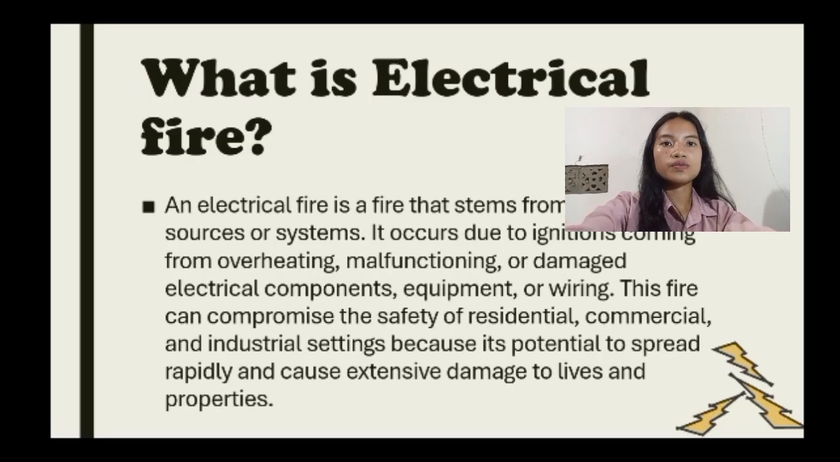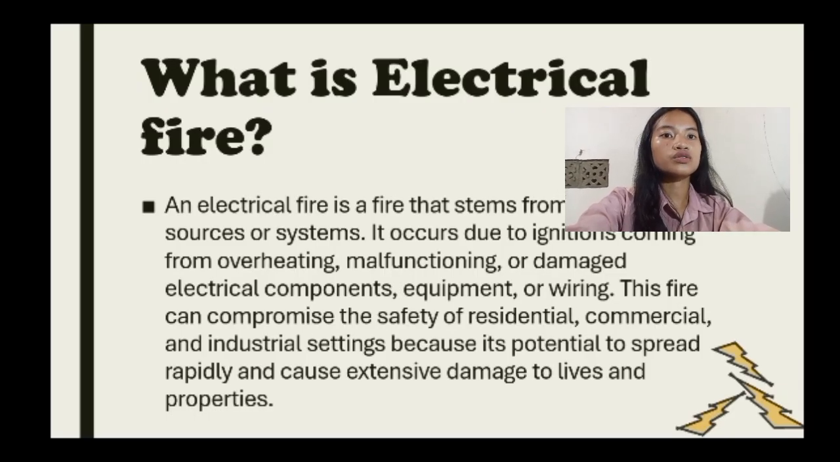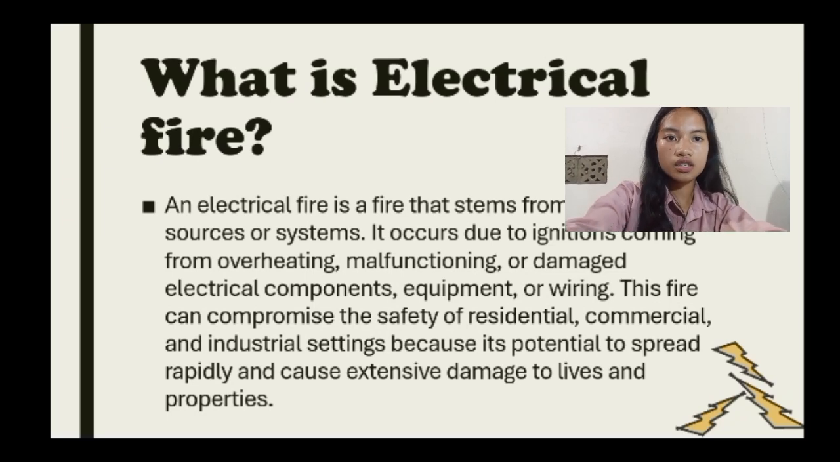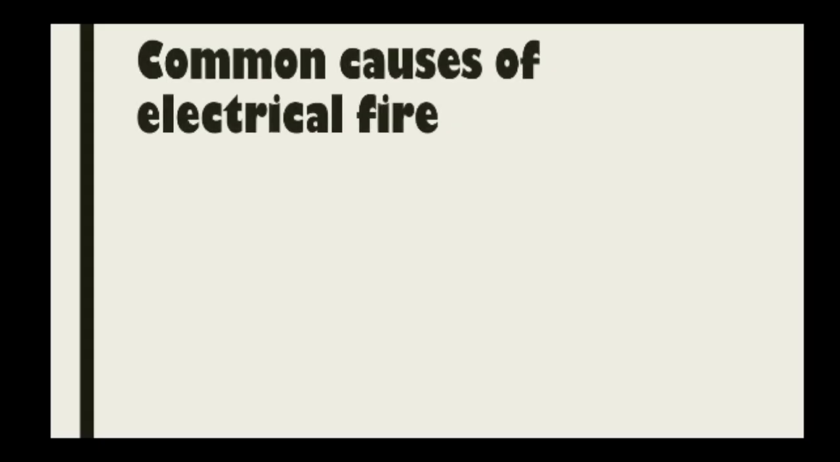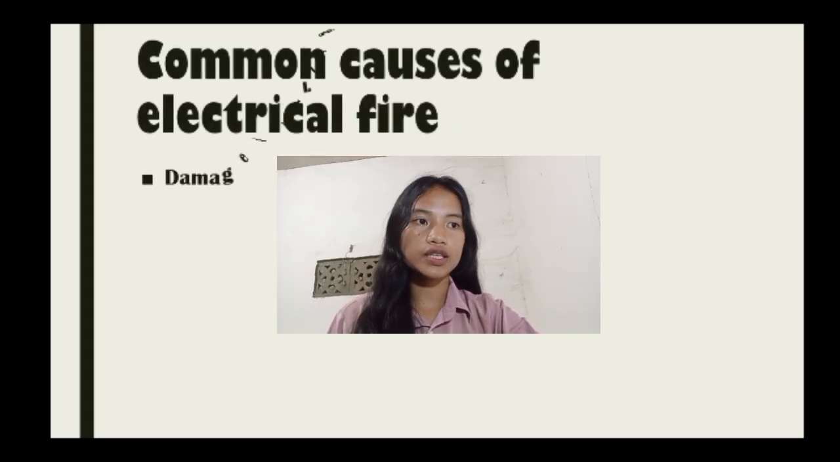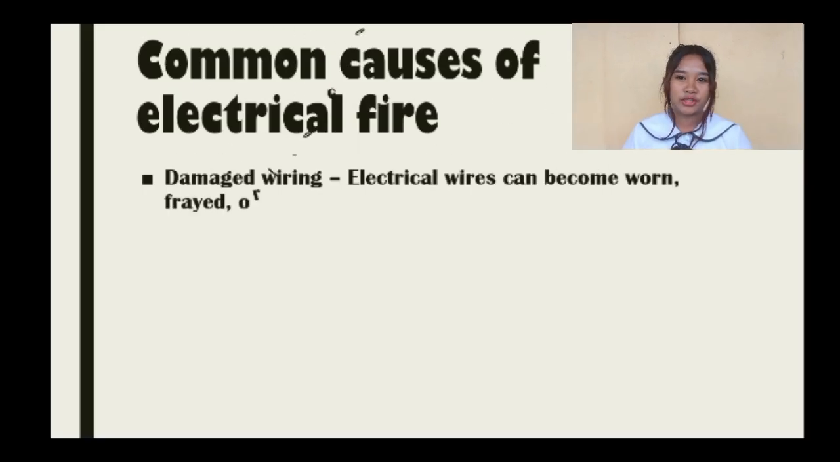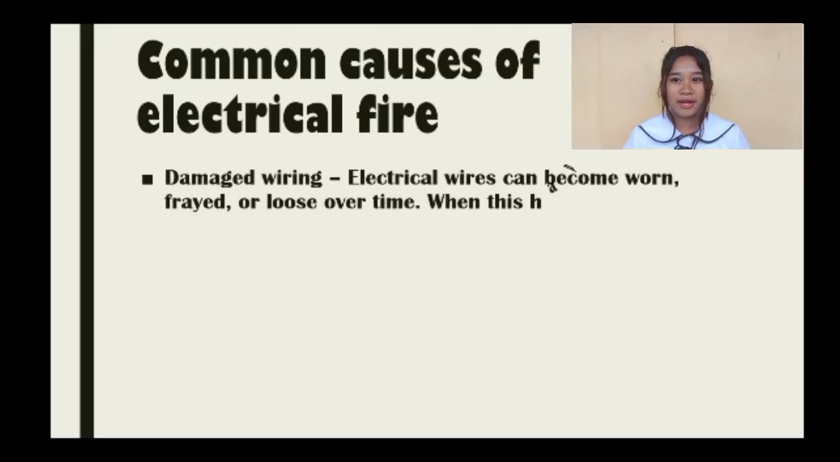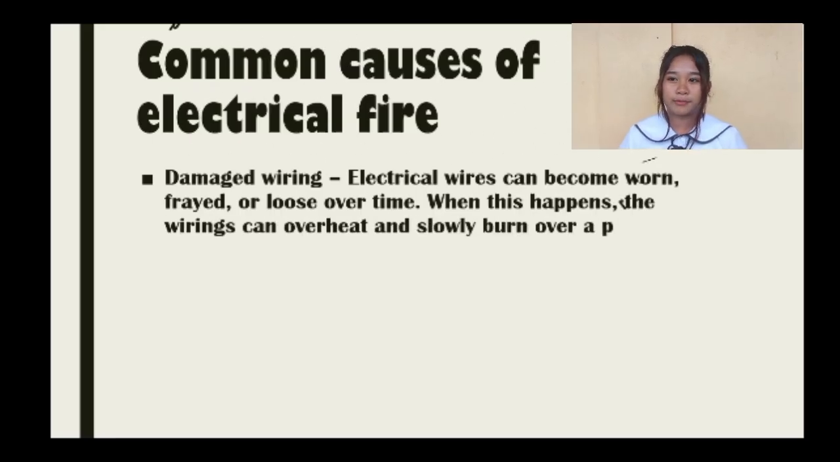This fire can compromise the safety of residential, commercial, and industrial settings because of its potential to spread rapidly and cause extensive damage to lives and properties. What are the common causes of electrical fire? Damaged wiring. Electrical wires can become worn, frayed, or loose over time. When this happens, the wiring can overheat and slowly burn over a prolonged period.